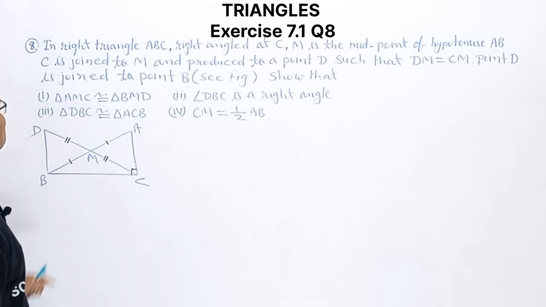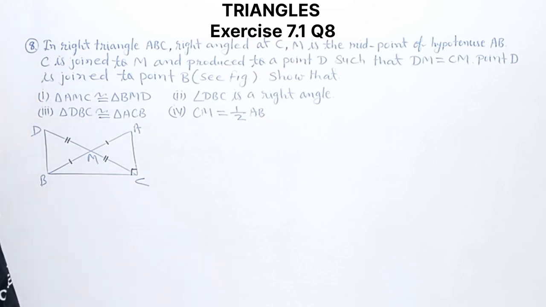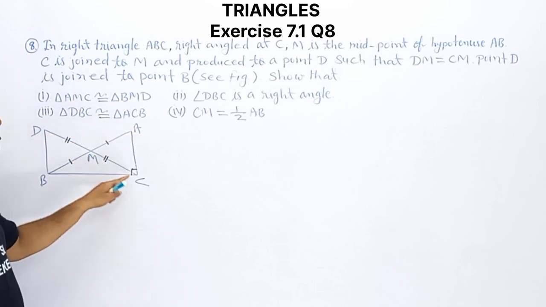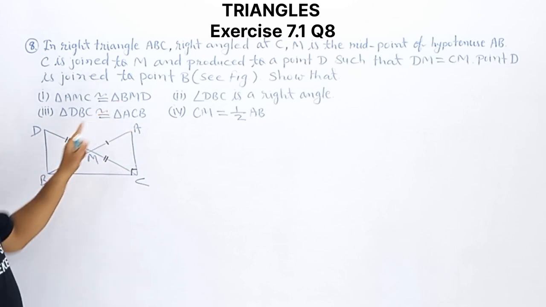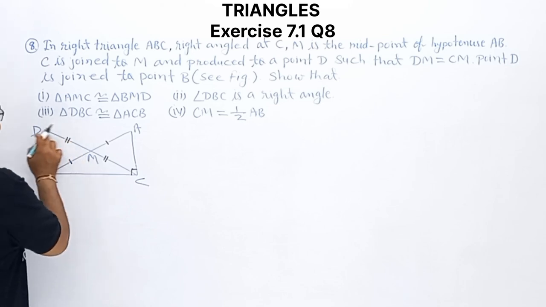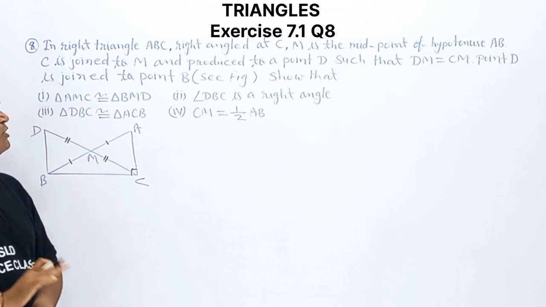Clear? Point D is joined to point B. Now we want to solve these four questions. How will we solve them? Observe carefully. First I am taking the triangles. We want to prove that triangle AMC is congruent to triangle BMD. Is this triangle congruent to this one or not? We want to prove this.